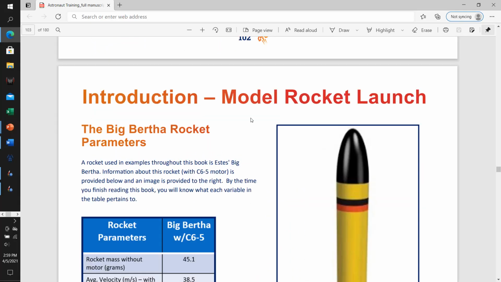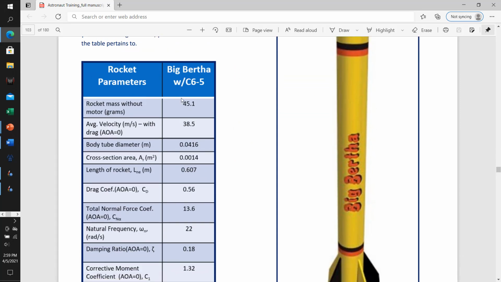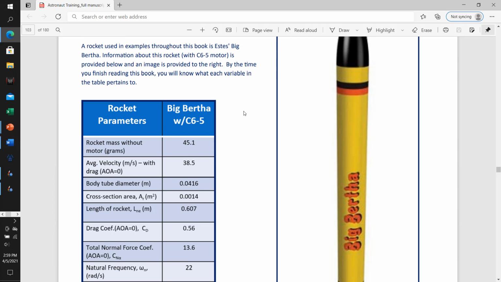The rocket I use throughout this book to demonstrate and teach rocket aerodynamics is a rocket called the Big Bertha rocket. It's made by the Estes company. And here are some relevant parameters related to the Big Bertha rocket. This is with the C6-5 motor. Its mass is 45.1 grams, the average velocity is 38.5 meters per second, and this is with drag.